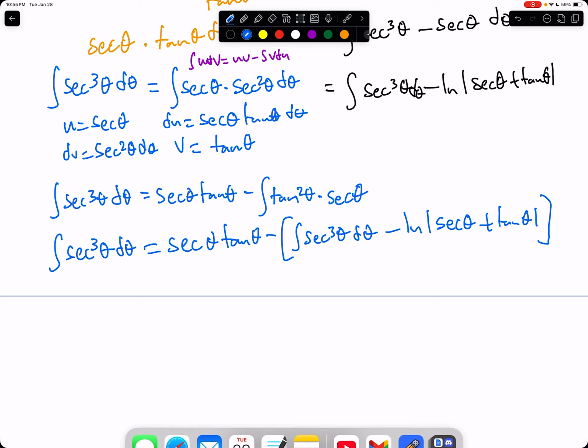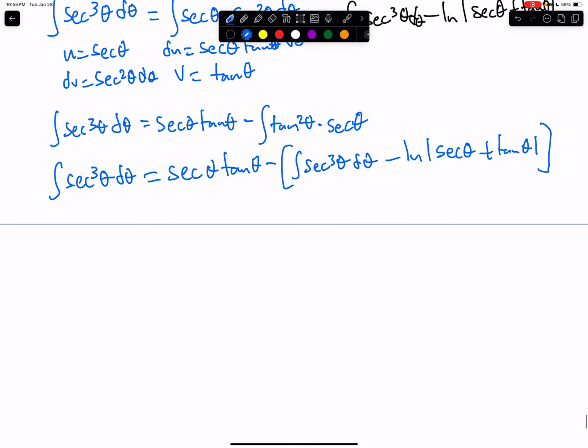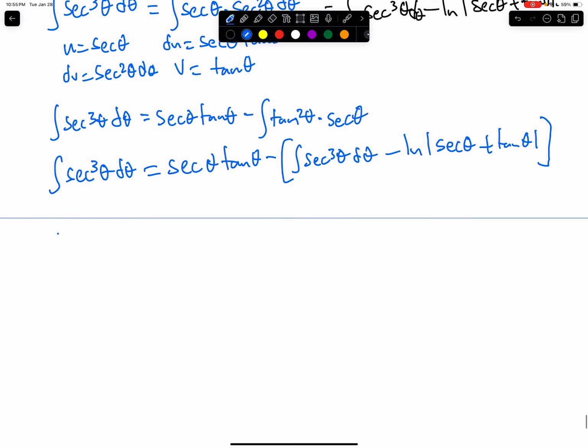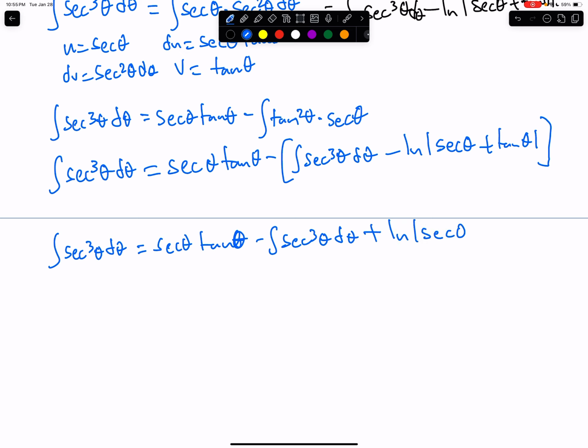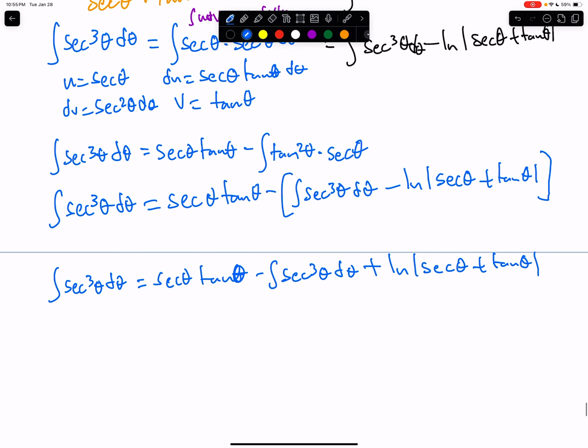And so now what we can do here is we can rewrite it as the integral of secant cubed of theta d theta equals secant of theta tangent of theta minus tangent of theta minus the integral of secant cubed of theta d theta plus ln abs value secant of theta plus tangent of theta.